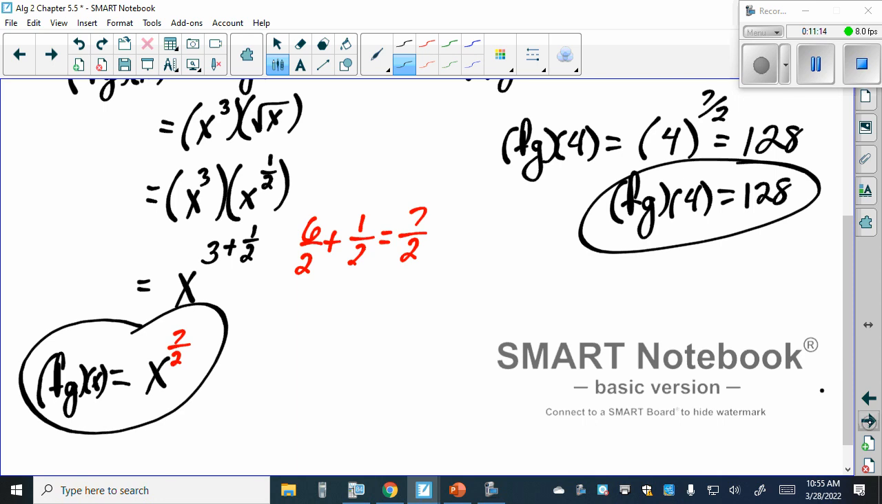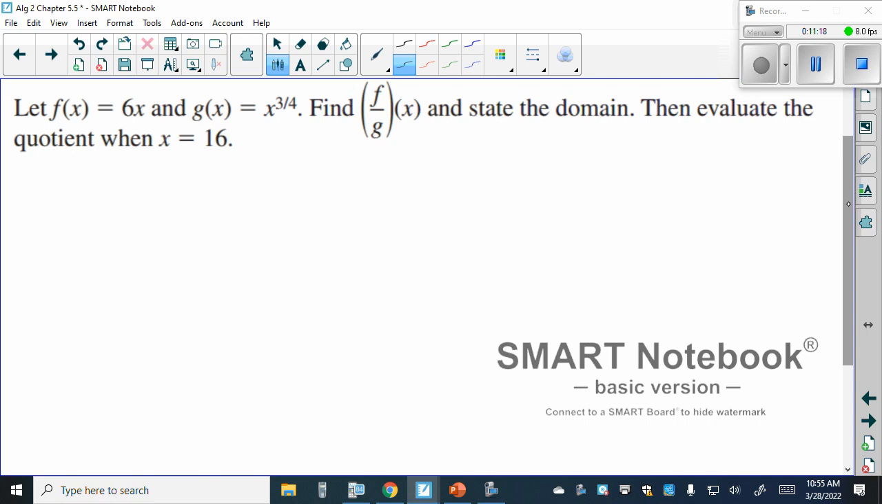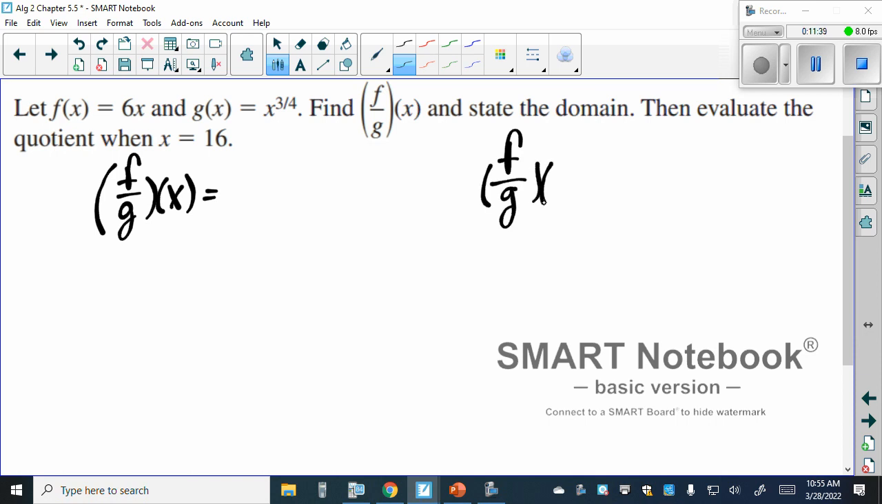All right. Well, the next thing we can look at is division, dividing these two functions here. So this here, f divided by g of x, is what we want to evaluate. And once we find what f divided by g of x is, we're going to see what f divided by g of 16 is. We're going to plug 16 in for x.